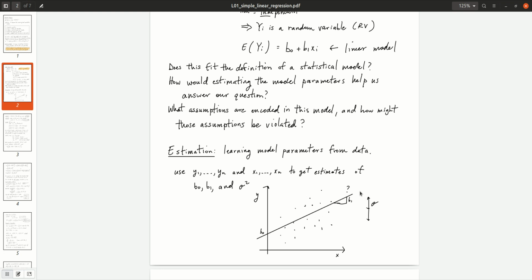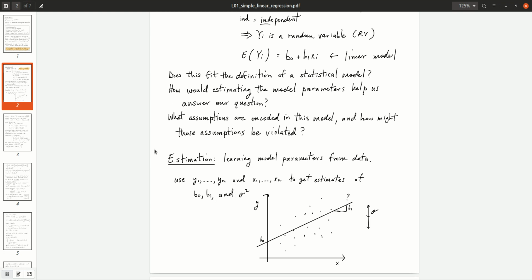So what we do in estimation is we try to learn what these model parameters are from the data. So we're using the data y1 to yn and x1 to xn to get estimates of the three parameters in our model. And those three parameters are the intercept, the slope, and the variance of the deviation from the line.